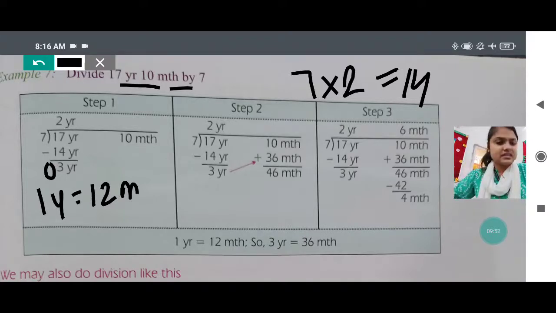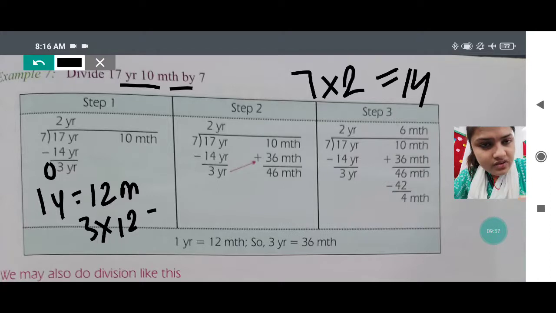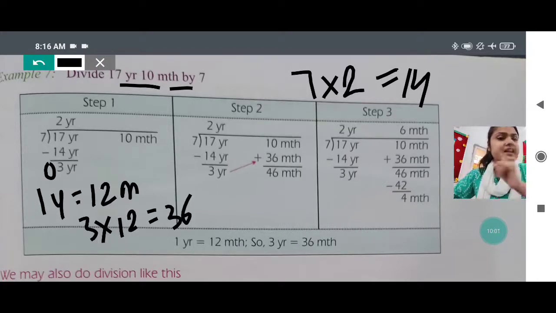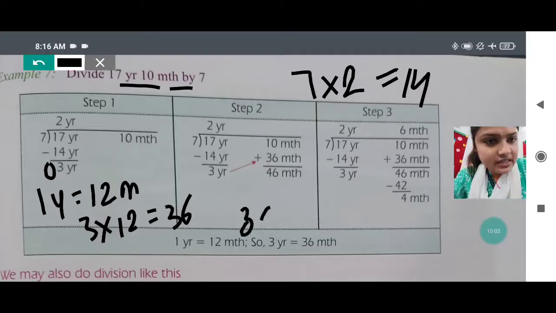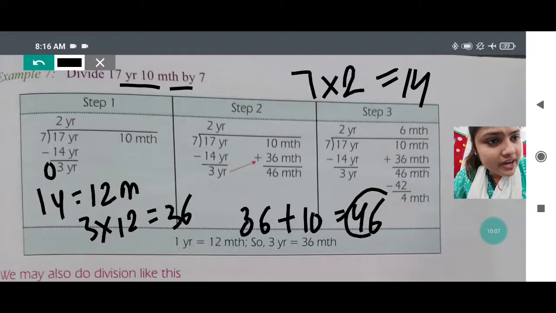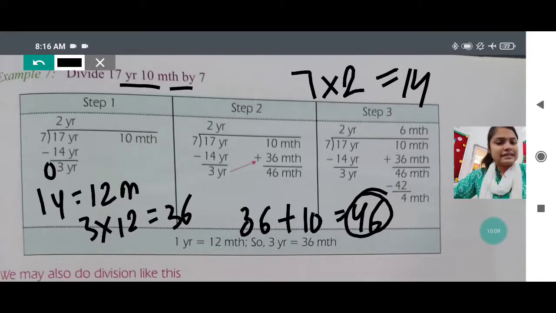So if 3 years are there, then 3 into 12, which is 36 months. That 36 months will get added with the 10 months first. 36 plus 10 will be 46, and you have to divide 46. Okay, now you can see here an arrow is given and it is being converted and will get added first. This is the second step.